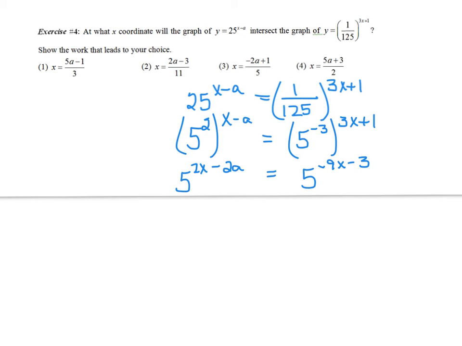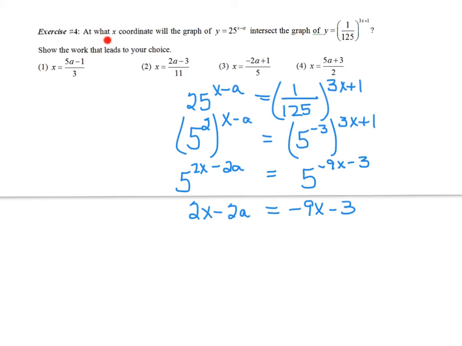So in both cases, on the left and the right, do that distribution, 2 on the left side, negative 3 on the right side. Now, both bases are 5, so I'm going to set the exponents equal to each other. Hopefully by now that looks very familiar to you. Now you'll notice that I actually have 2 variables in this problem. I've got the variable of x, but I've also got the variable of a.